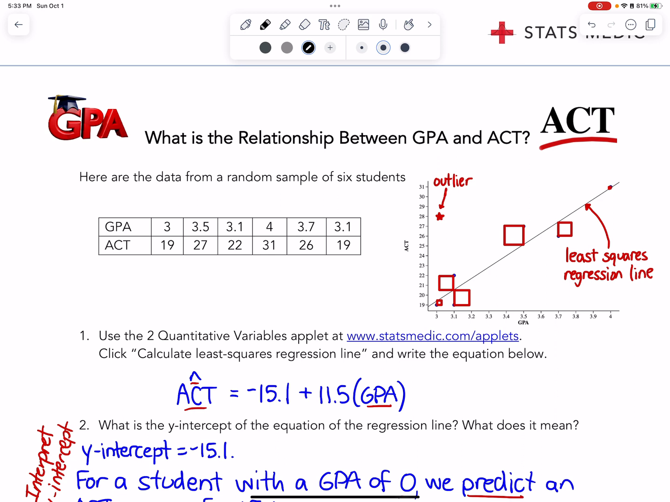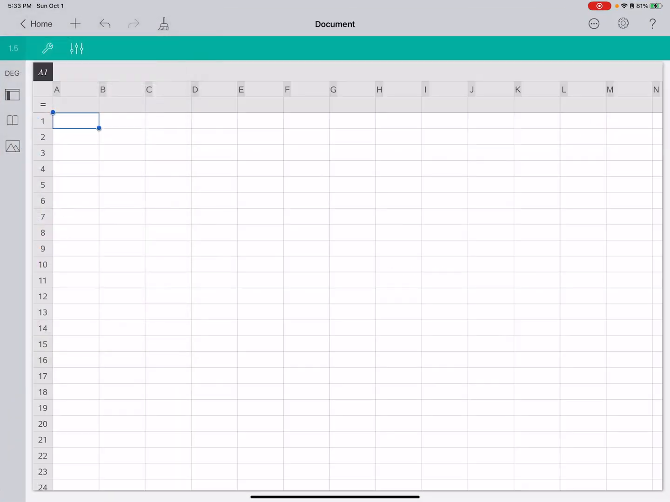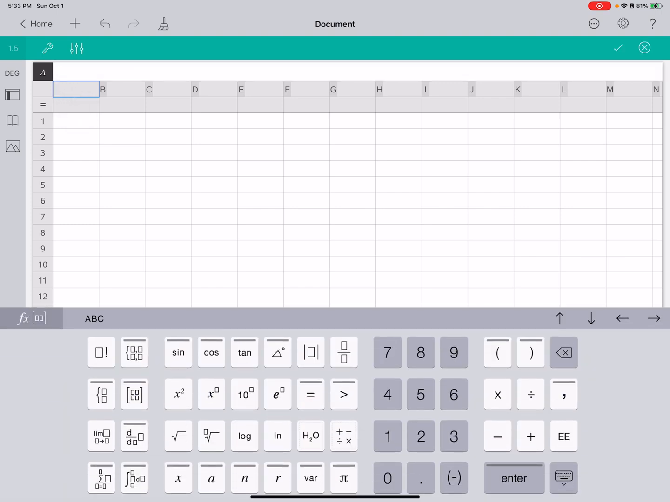All right, so the first thing that we did is we grabbed this data, which I'm going to remind you again how to graph it. So you're going to put it in your graphing calculator. So menu, list and spreadsheet, and I'm going to put this here for my X, which is going to be GPA. And the GPA values were 3, 3.5, 3.1, 4, 3.7, and 3.1. And then ACT was 19, 27, 22, 31, 26, 19.